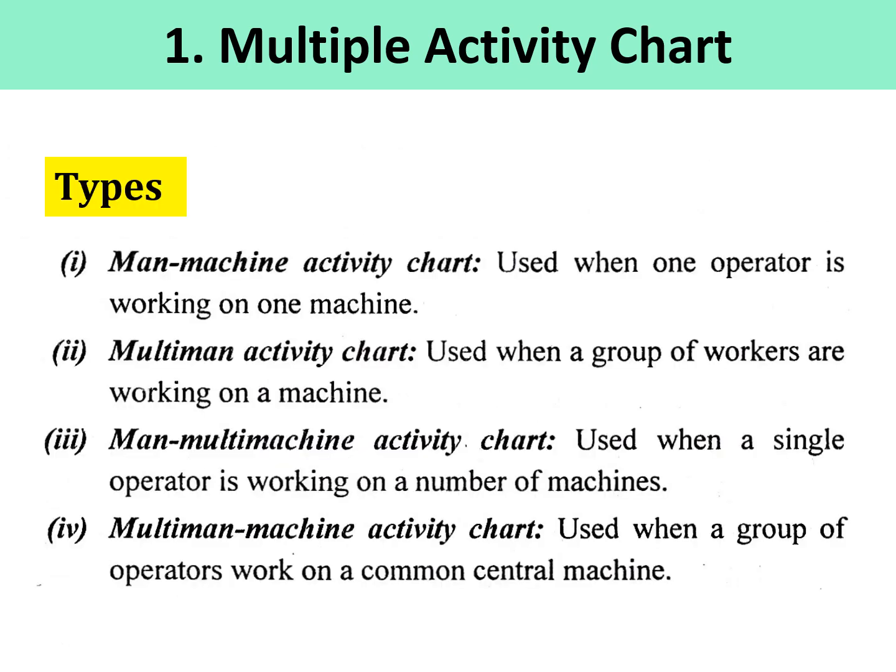The multiple activity chart is also classified as the man-machine activity chart, which is used when one operator is working on one machine. The second one is the multi-man activity chart, used when a group of workers are working on a machine. The third one is the man multi-machine activity chart, used when a single operator is working on a number of machines. And the fourth one is the multi-man machine activity chart, used when a group of operators work on a common central machine.